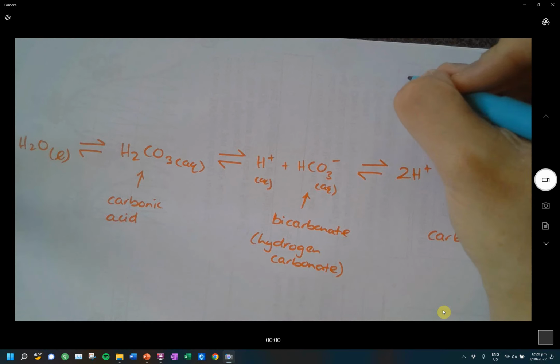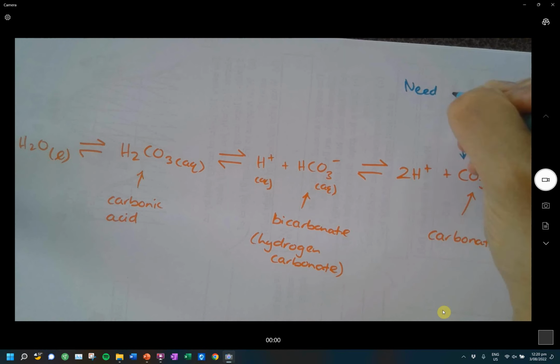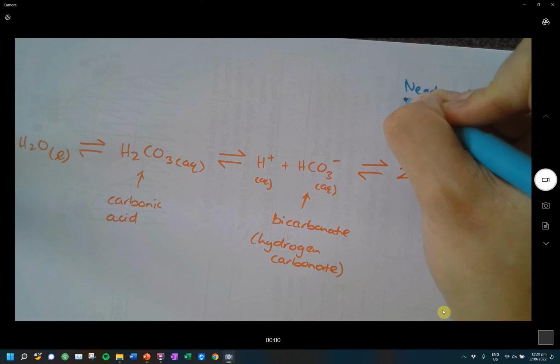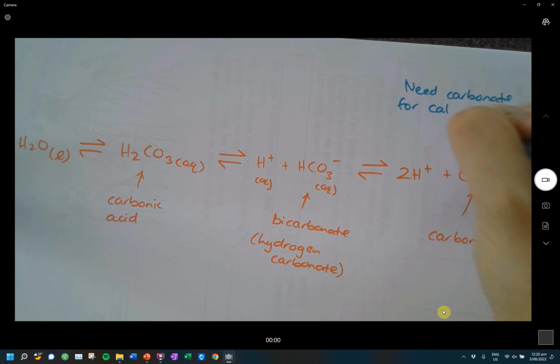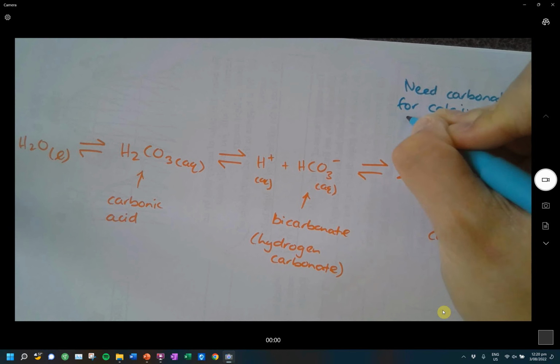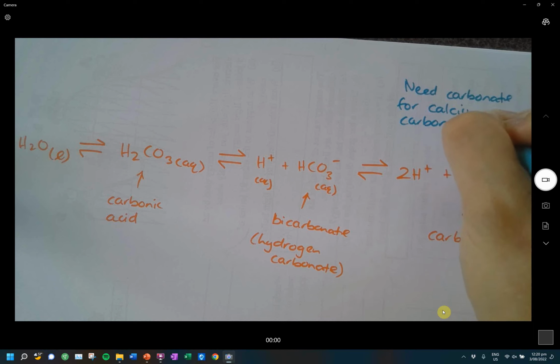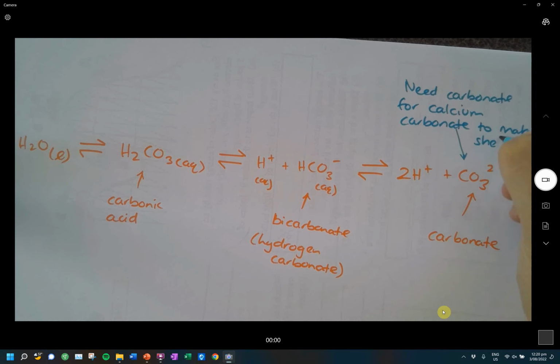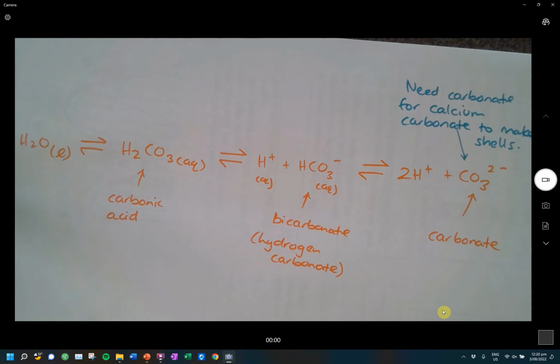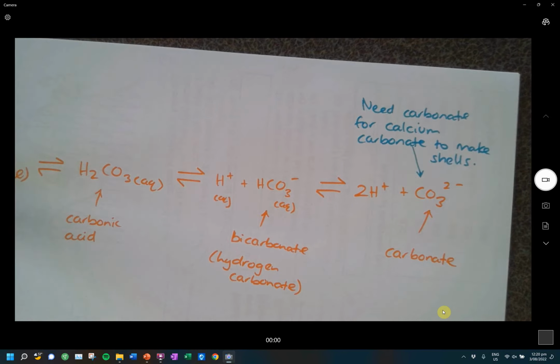So we need carbonate for calcium carbonate to make shells. Shells, coral, the whole shebang. Yeah?